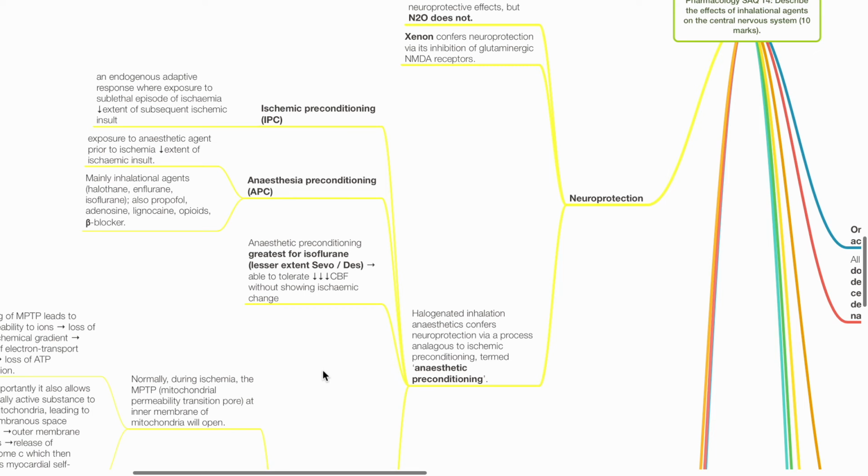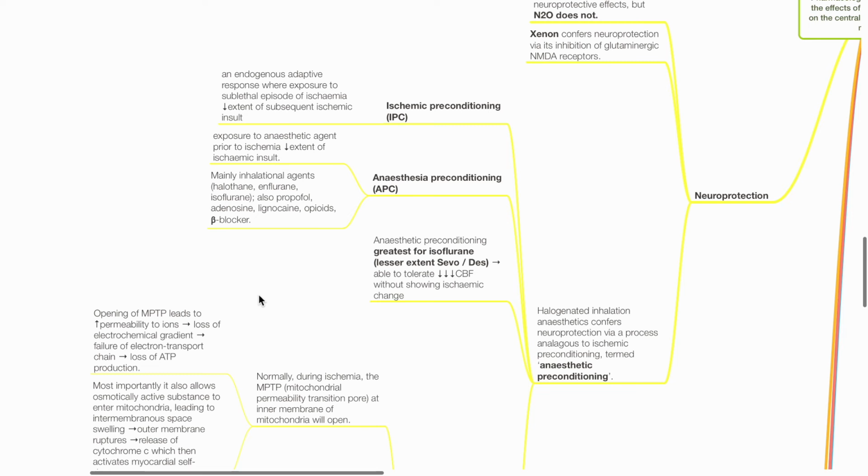Halogenated inhalational anesthetics confer neuroprotection by a process analogous to ischemic preconditioning, termed anesthetic preconditioning. Ischemic preconditioning is an endogenous adaptive response where exposure to a sublethal dose of ischemia reduces the extent of subsequent ischemic insults. Anesthetic preconditioning occurs when exposure to an anesthetic agent prior to ischemia reduces the extent of ischemic insults.